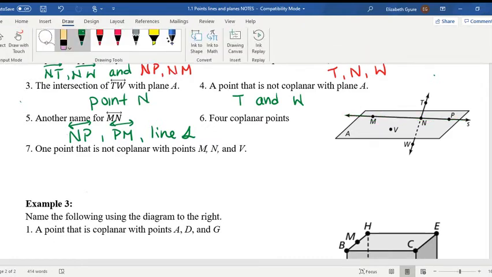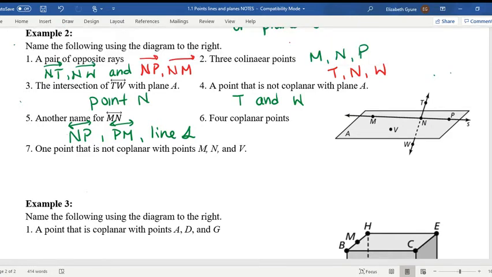And then 4 coplanar points. So those are 4 points that are going to lie on the same plane. You have plane A pre-drawn for you here. So the easiest way to answer this question is I would just pick 4 points that are lying on that plane that are not in a straight line. So that would be M, V, N, and P.